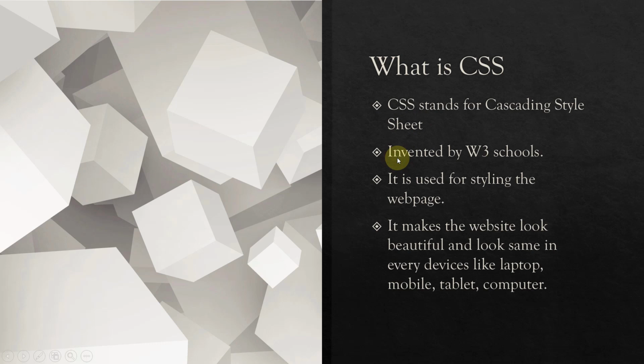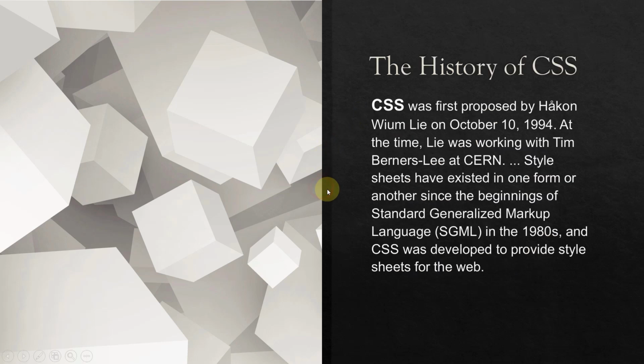What is CSS? CSS stands for Cascading Style Sheet. It is invented by W3 schools. It is used for styling the web page. It makes the website look beautiful and look same in every device like laptop, mobile, tablet, computer. It makes the website responsive. Like if you resize the screen or you are using a mobile, it should not overlap, or the horizontal scroll bar should not appear. If the horizontal scroll bar appears, it will be ugly for your website.